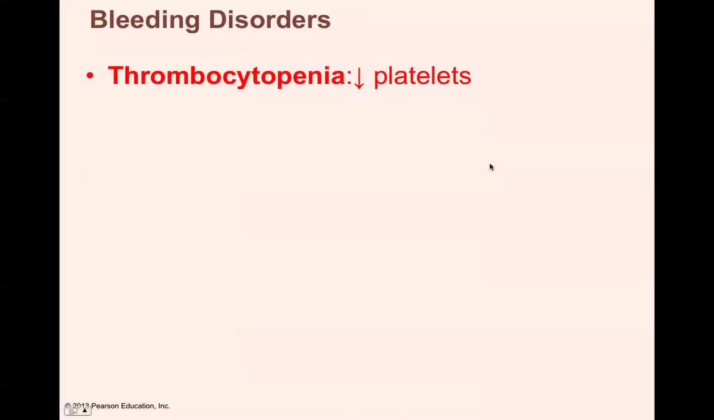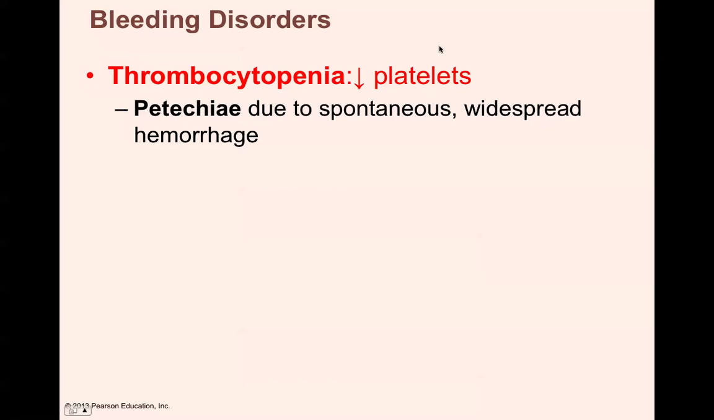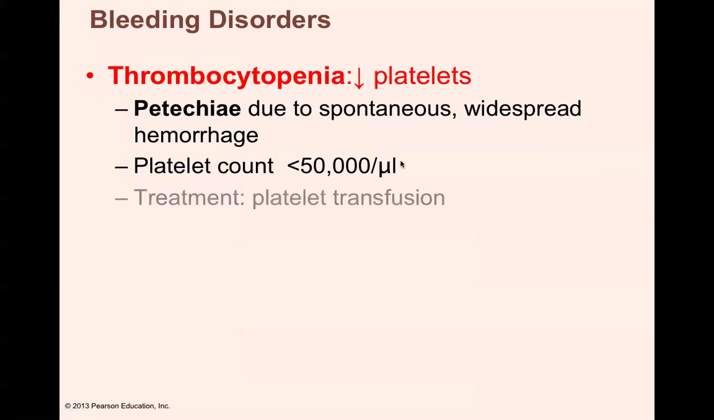Bleeding disorders include thrombocytopenia. That's when there's too few platelets produced. It's evidenced by petechiae, little red bruising or red dots under the skin. And these would be due to spontaneous, widespread hemorrhage because the individual doesn't have enough platelets. This is typically when platelets are less than 50,000 per microliter. Treatment would be platelet transfusion.